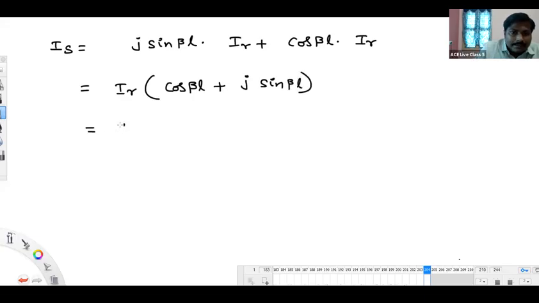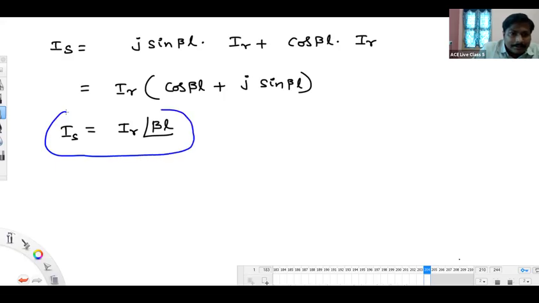So you can get this as IR into e power j beta L, or say IR at an angle of beta L. Sending end current IS equals IR at an angle of beta L. Clear? I think all of you are getting this? Is it okay?